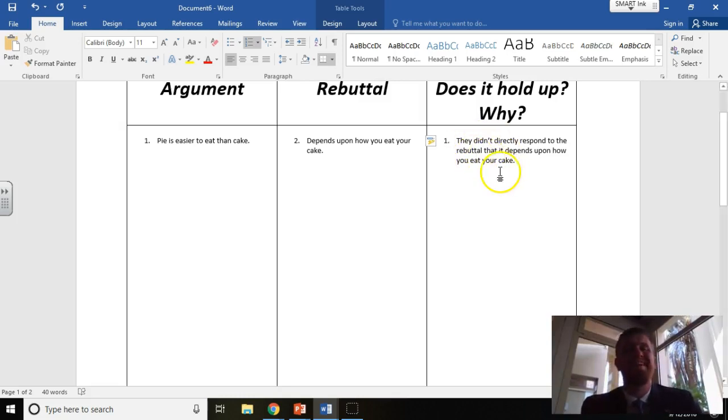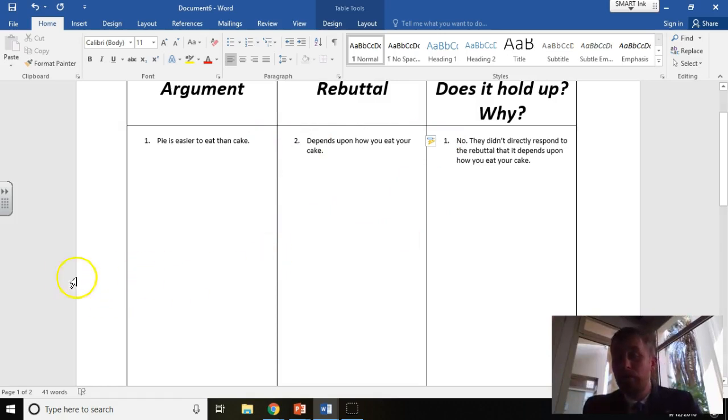You're going to want to make sure you take note of that. So if they didn't directly respond to the rebuttal that it depends upon how you eat your cake, does it hold up? The answer to that is no, it does not hold up. So you answer right here, no, it does not hold up, and why is all of this stuff right here. They didn't directly respond to the rebuttal. So you're going to be doing this for every single argument that they make in class.